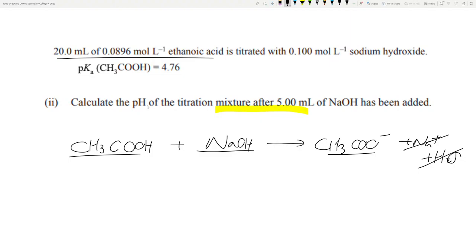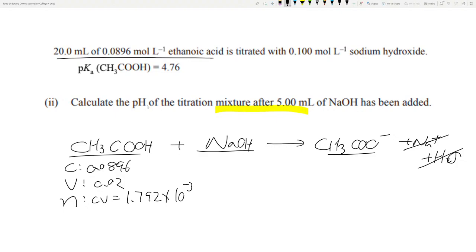I know I have 20 mL of ethanoic acid, so I know the concentration is 0.0896. I know the volume is 0.02. So from this, I can figure out the mole. The mole is just n equals CV. So 0.0896 times 0.02 will give me the mole, 1.792 times 10 to the power of -3.